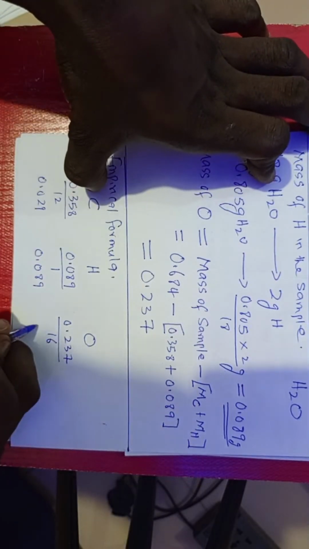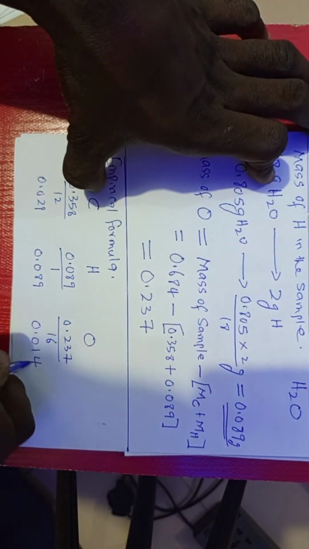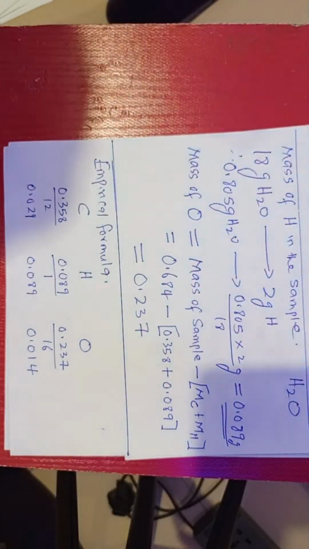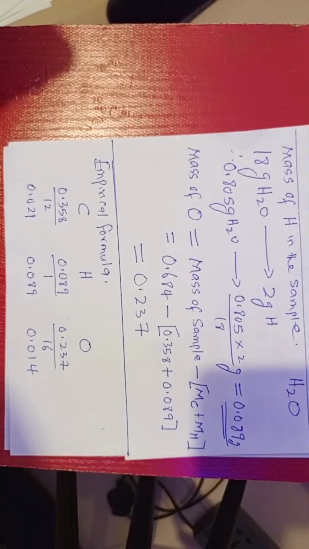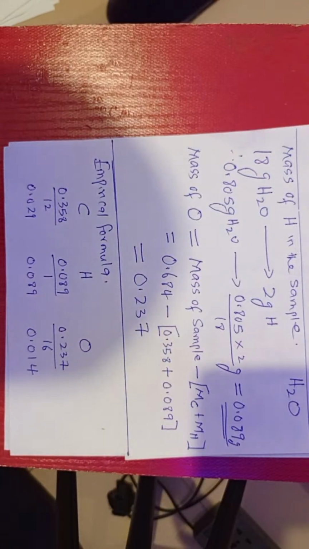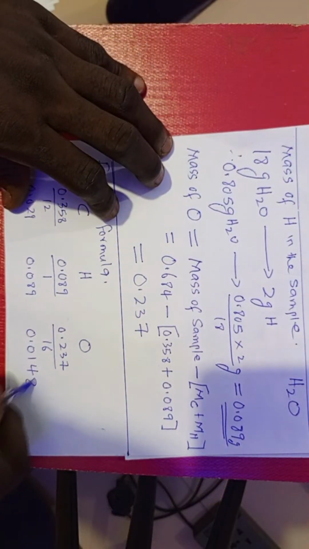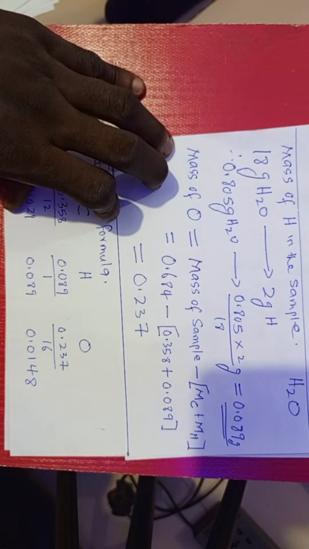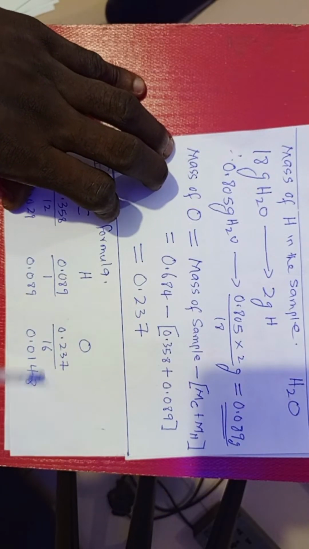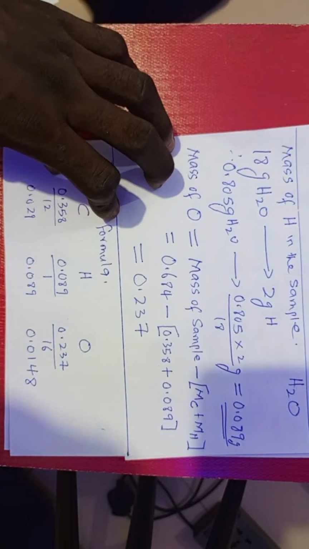So we have 0.014. I'm seeing 15 now. What's going on? Let me see that. 0.237 divided by 16, I have 0.0148. Yeah, making sense. 0.0148, which is 0.015. I like that.